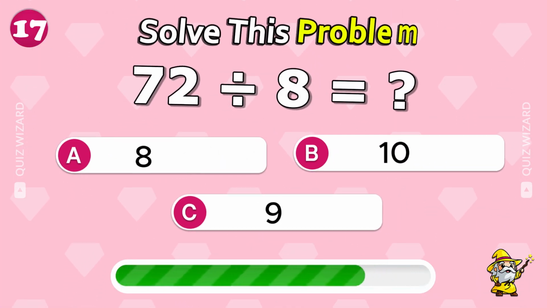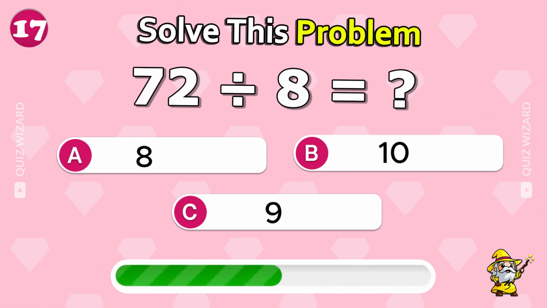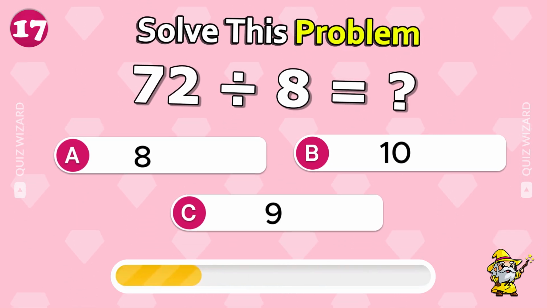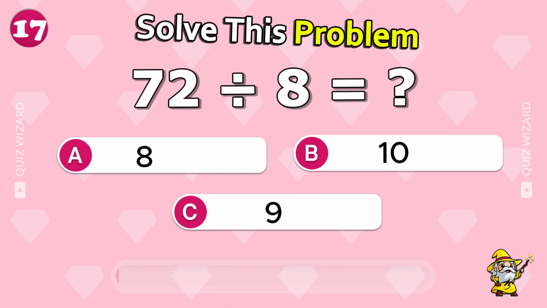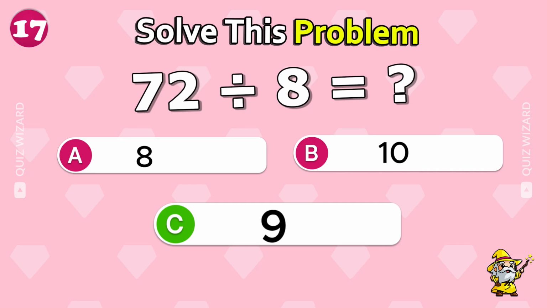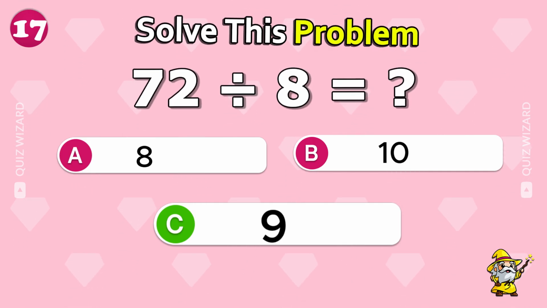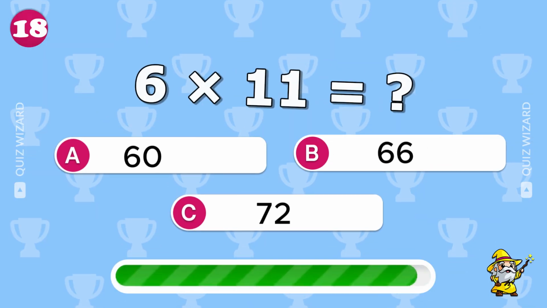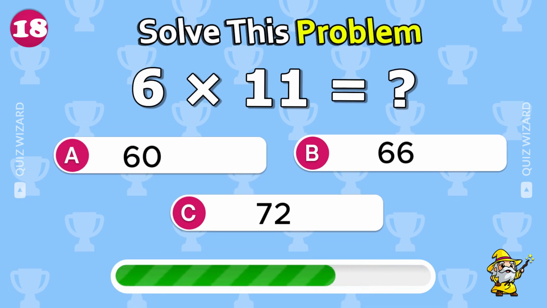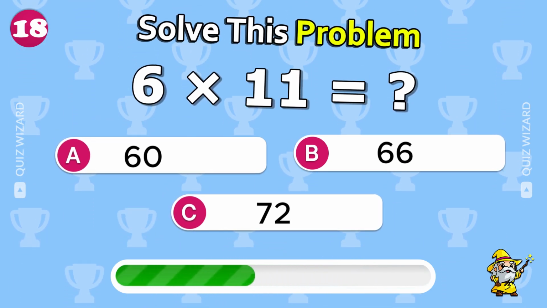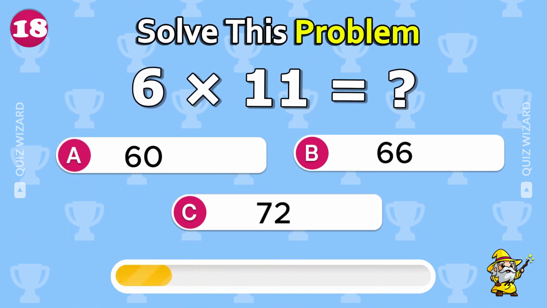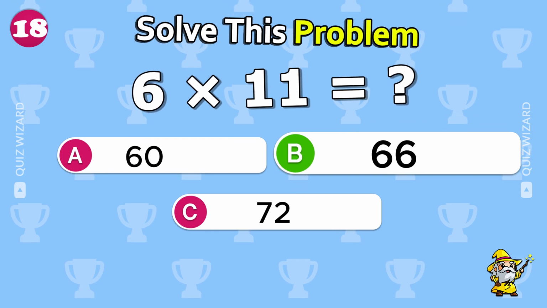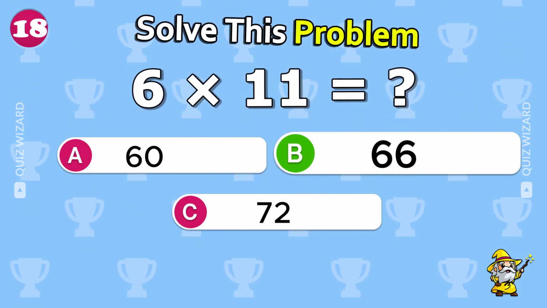What is the result of 72 divided by 8? 8, 10, 9. Answer is 9. How much is 6 times 11? 60, 66, 72. Answer is 66.